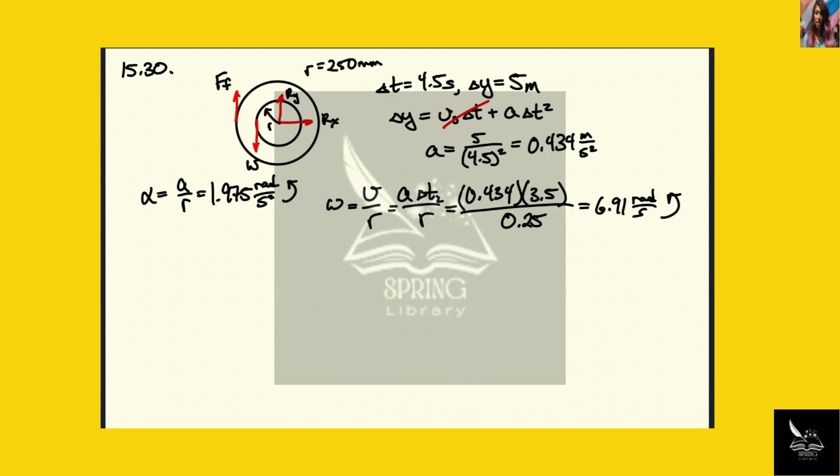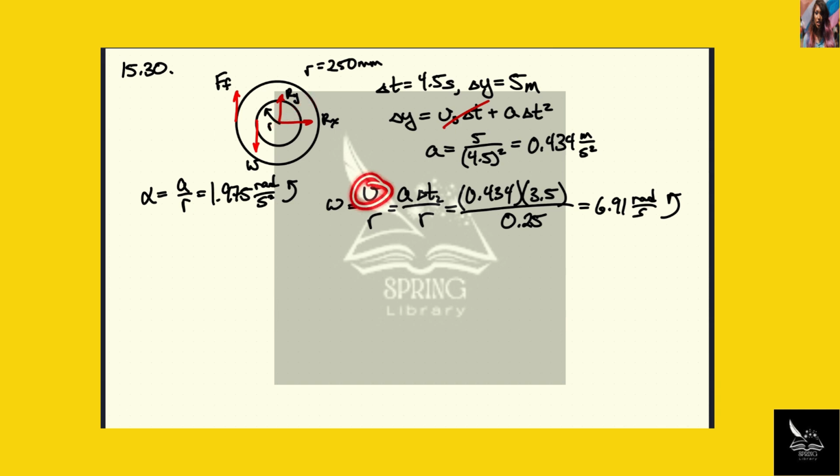Anyway, then they ask us for the angular velocity of this pulley here. So that's just the velocity divided by the radius. Again, this is the velocity at this point here. So the radius we have to use is this radius, which is good because they didn't give us this radius.